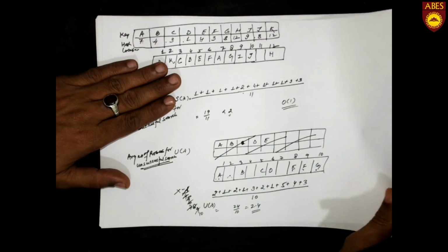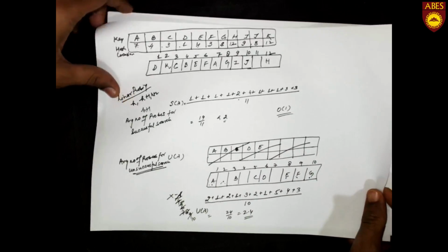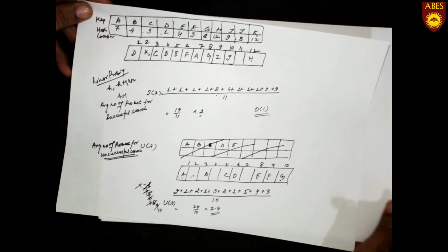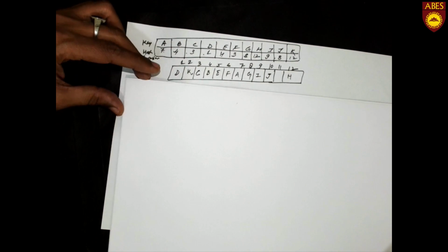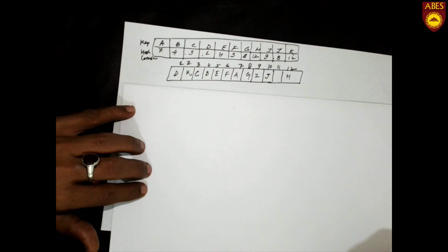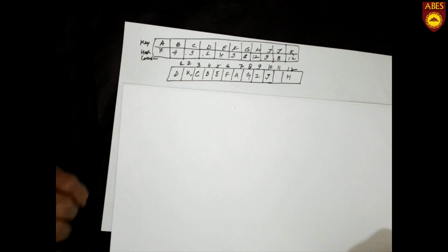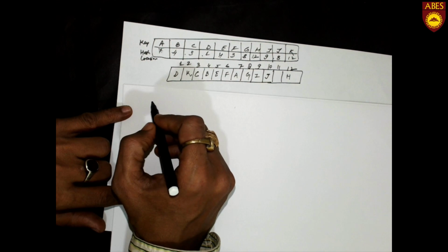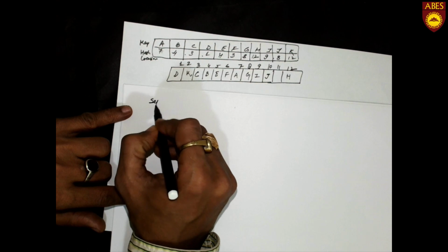Now this was the method of linear probing. You can similarly understand, do the exercise for the quadratic and the rehashing methods. Let's understand the last topic, that is separate chaining.